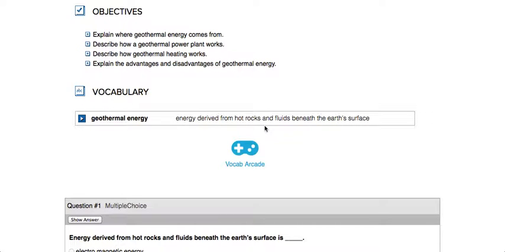Welcome. We're going to talk a little bit about the geothermal power project this evening. But before we do that, I wanted to go over a couple of things with regards to the lesson and how it'll relate to the project. Our objectives for the project essentially will be to explain where geothermal energy comes from, describe how a geothermal system works, and then explain the advantages and disadvantages, which is really the hallmark of the project.